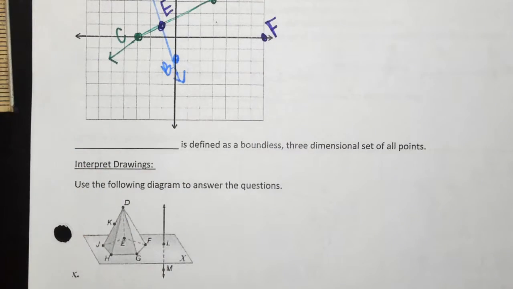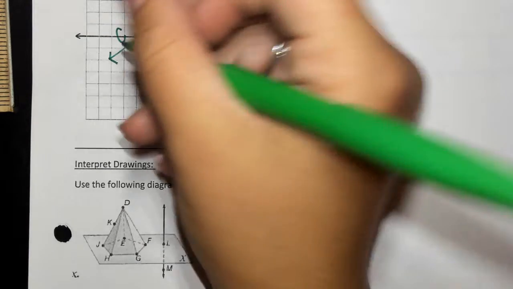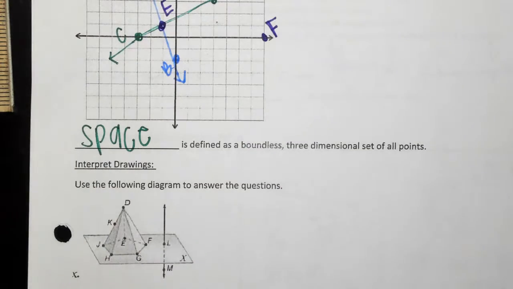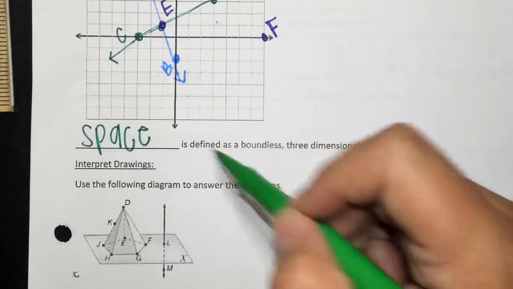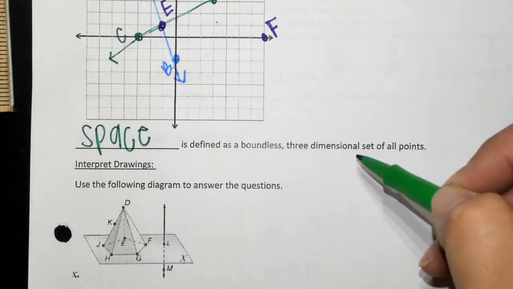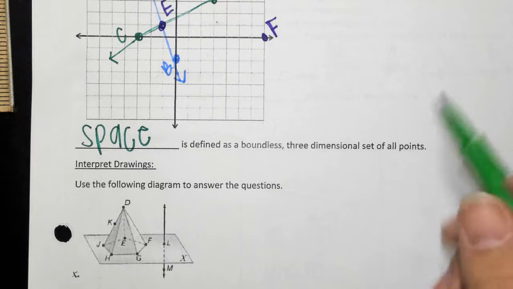All right, we have another fill in the blank. This fill in the blank is space. Space. It's the set of all points, okay? Remember, I keep referring to outer space because a lot of this goes hand in hand. Space is defined as a boundless three-dimensional set of all points. So all of our points are just basically in a space. There's no bounds.